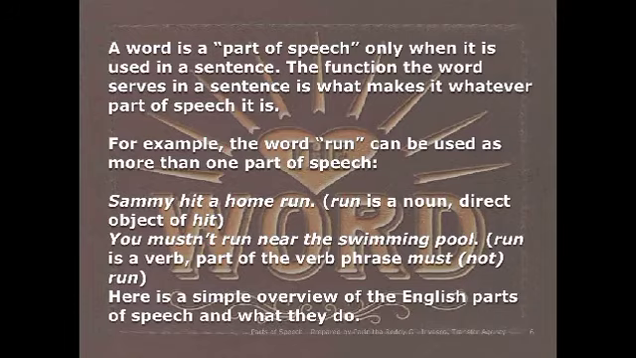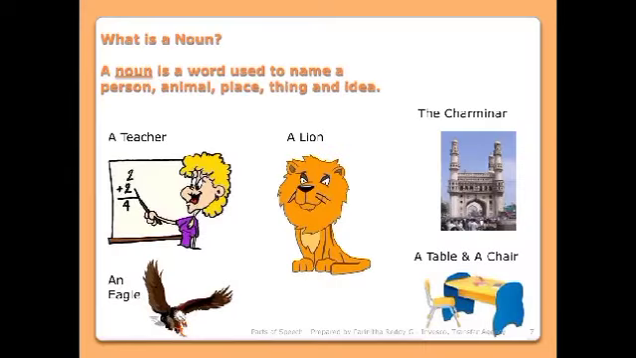For example, the word run can be used as more than one part of speech. I am going to present the example of 2 sentences, where in one sentence the word run acts as a noun and in the other it acts as a verb. For example, Sammy hit a home run. Run is a noun and the direct object of it. But you must not run near the swimming pool. Run is a verb and a part of the verb phrase. You must not run. So here's a simple overview of the parts of speech and what they do.